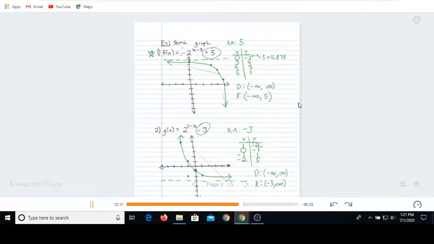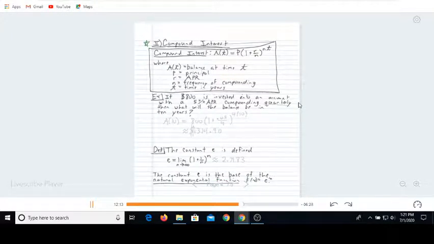There are many excellent real-world applications of exponential functions, but a very useful one is compound interest, because this is foundational to the world of finance, the idea of compounding interest. So the function for compound interest is given there. Note that balance is a function of time, so t is your variable.